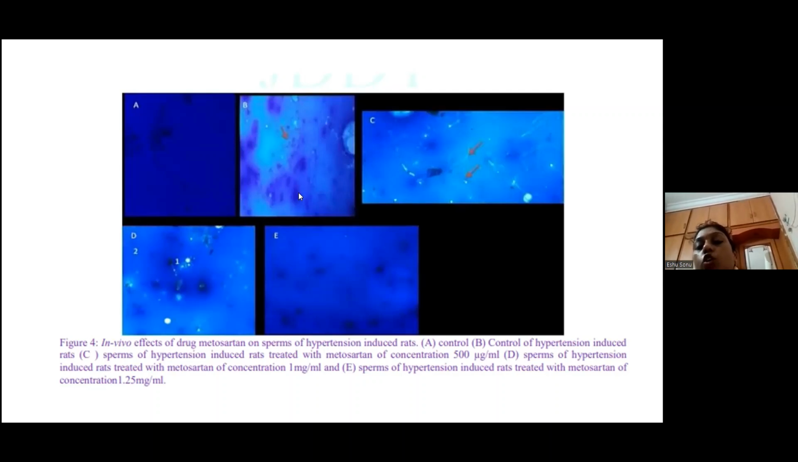So normally rat sperms won't be like that. It will be like a hooked head, but the acrosome is reacted when you treat it with the metosartan at 500 μg. And you can go for D, which is metosartan treated at 1 mg. So compared to 500 μg or 1.25 mg, at 1 mg there is less reactivity of the acrosome of the sperm compared to that of the 1.25 mg, where you can clearly see no sperms at all.